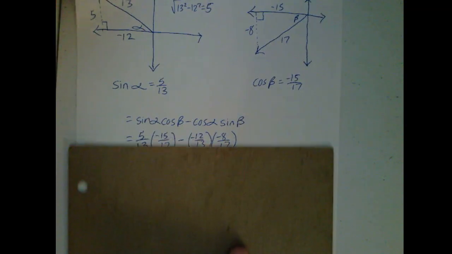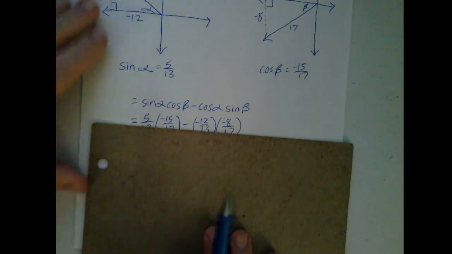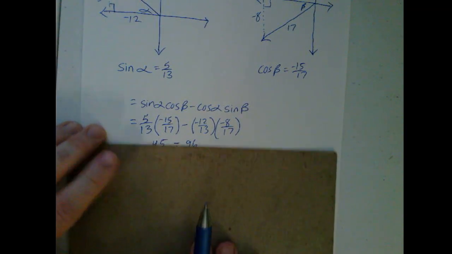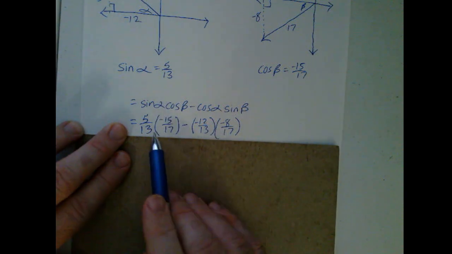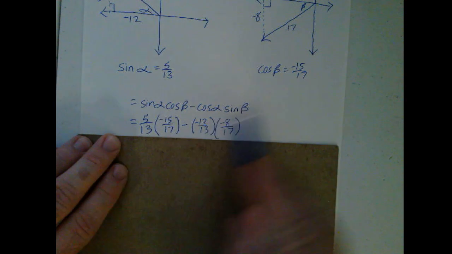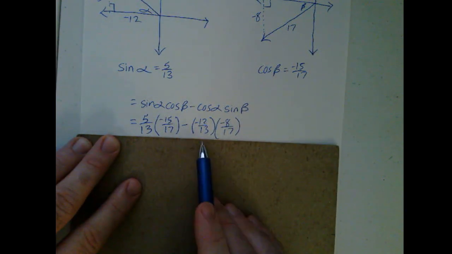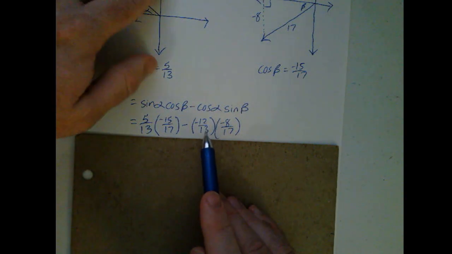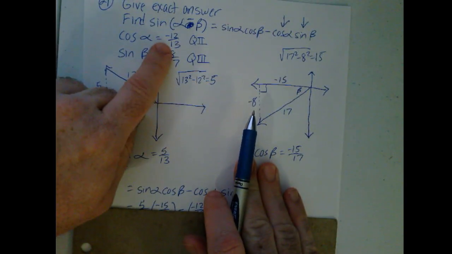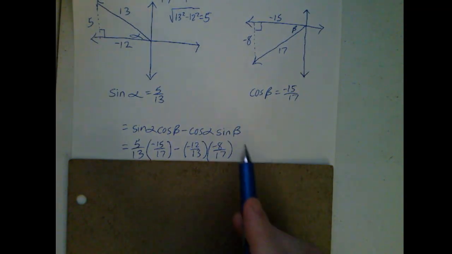Alright, so then we go down. We're going to copy this formula you're supposed to memorize, I suppose, down to here. And we're going to fill in the values. So sine of alpha, 5 over 13, cosine of beta, negative 15 over 17, minus cosine of alpha, which is negative 12 over 13, and sine of beta, which is negative 8 over 17.